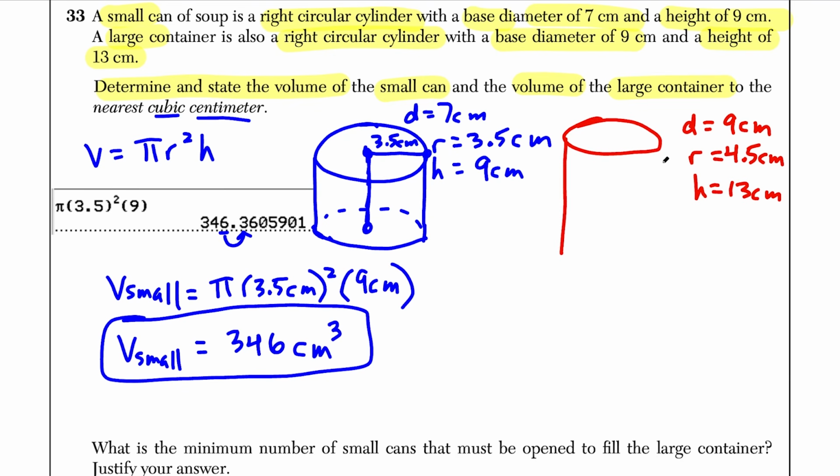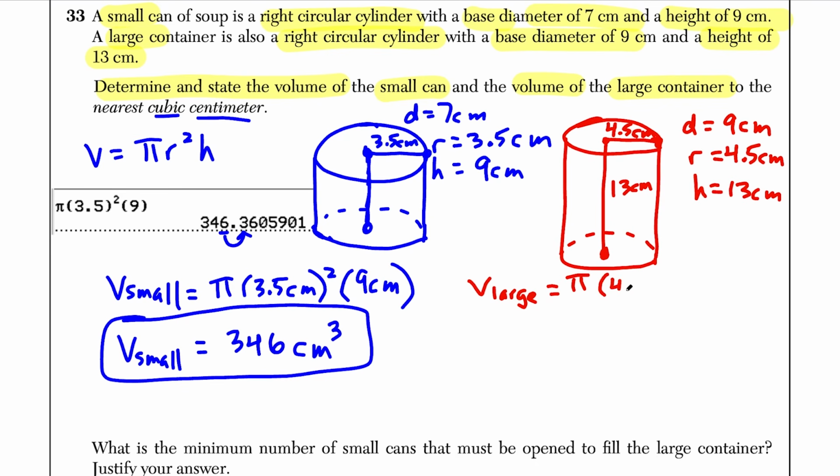I'll draw it over here, and not necessarily drawn to scale, but there's our cylinder. All right, and we're told here the radius is 4.5 centimeters. So that's the distance from here to here, 4.5 centimeters, and the height is the distance going from the top circle center to the bottom circle center is 13 centimeters. So now the volume of the large container, we'll just label that as volume of the large, writing this as a subscript, is equal to pi times the radius is 4.5 centimeters, and we're squaring it, and we're multiplying that by the height, which is 13 centimeters.